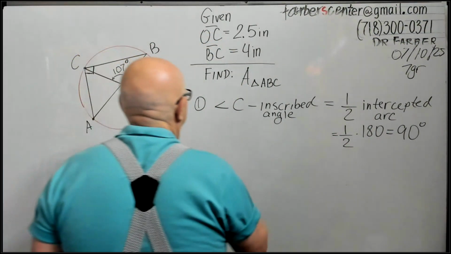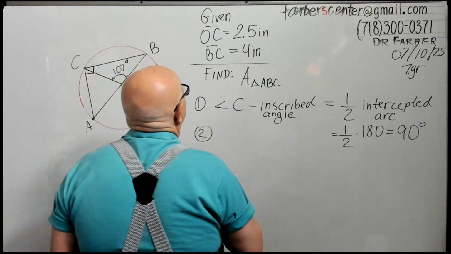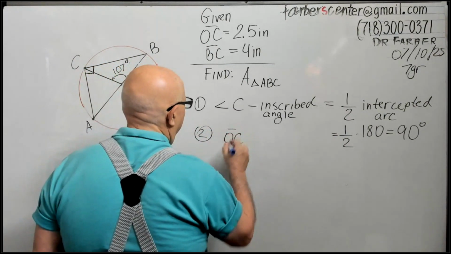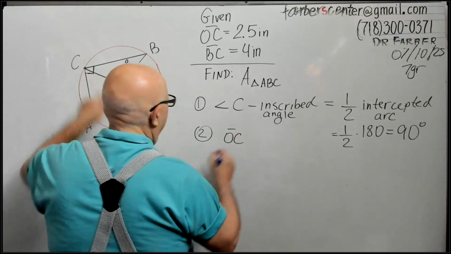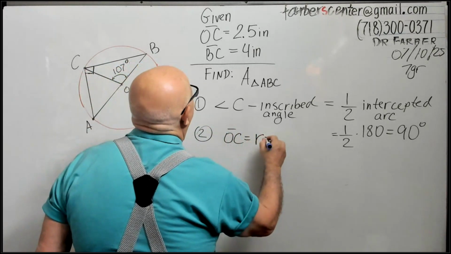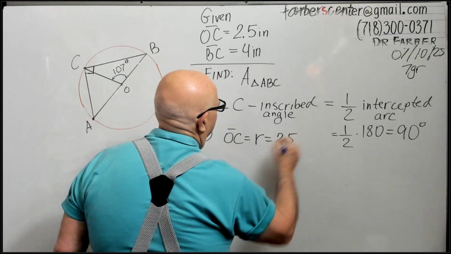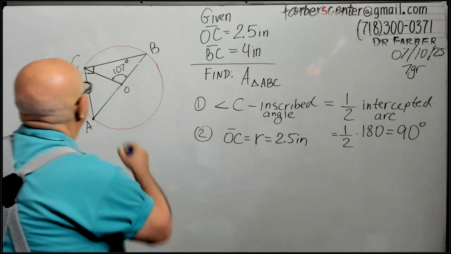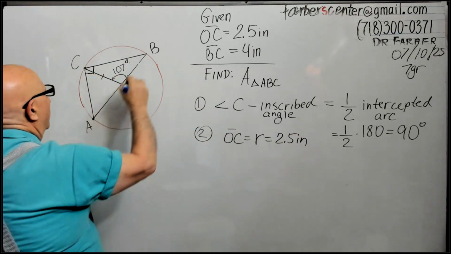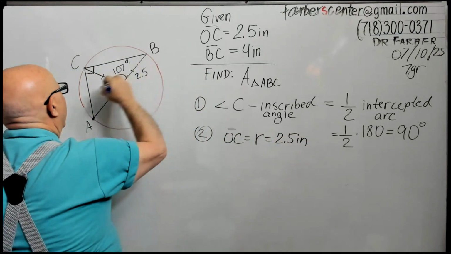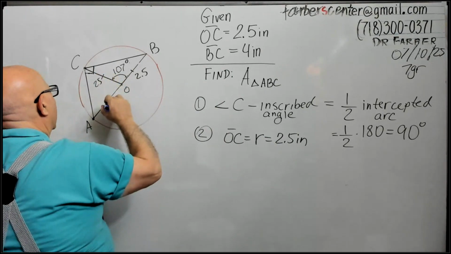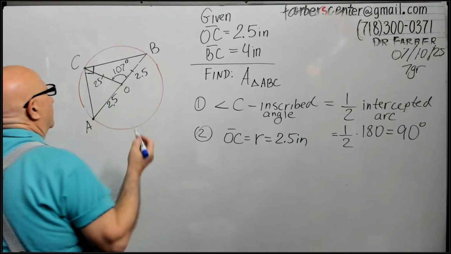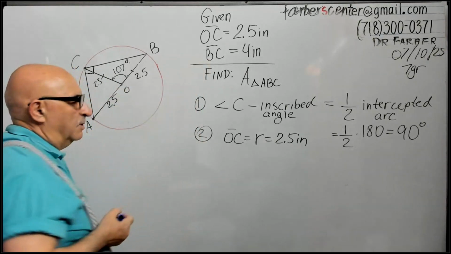Step number 2. What is OC? OC is my radius, and it equals 2.5 inches. Since all radii are the same, this is 2.5, this is 2.5, and this is 2.5. All radii are 2.5, it is given. Understand this step?